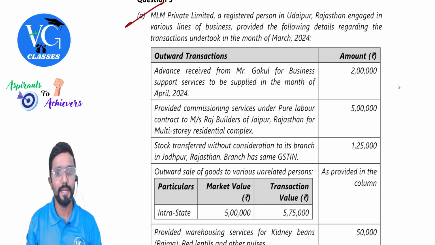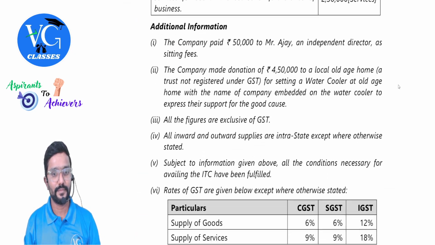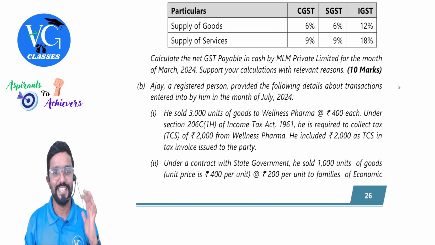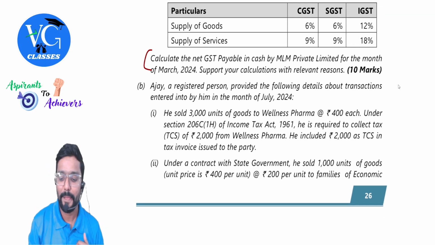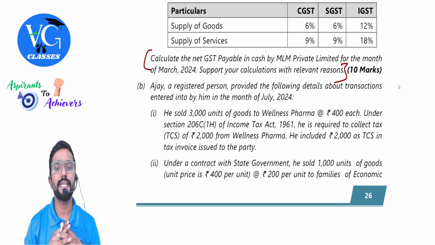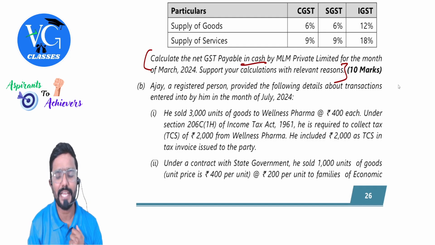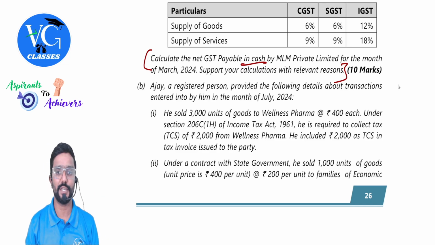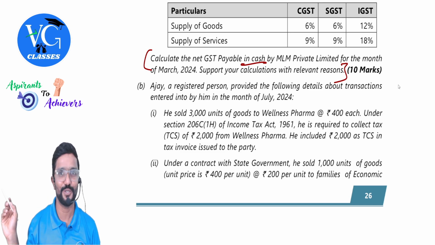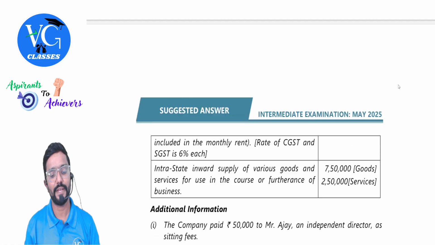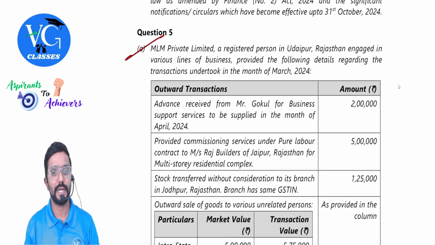Question number 5. Oh, lengthy question. First, let us read the requirement. Calculate the net GST payable in cash. Guys, in cash means through the electronic cash ledger, by MLM Private Limited for the month of March 2024. Support your calculation with relevant reasons. Means they are asking you to give notes. 10 marks question.